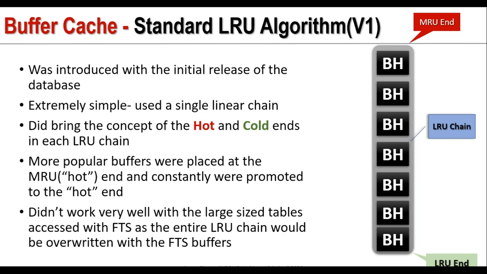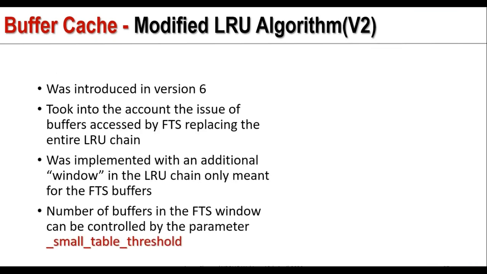Now this had a typical problem: if you access a very large table, that is going to sweep out the entire chain. And if the entire chain is swept by one big table scan, even the buffers which are probably required for frequent access will also be thrown out. So if you are doing lots of full table scans, that would possibly disrupt this entire environment. For this reason, in version 6, they introduced a modified LRU algorithm, which created a small window just to manage the buffers which are accessed through the full table scan.